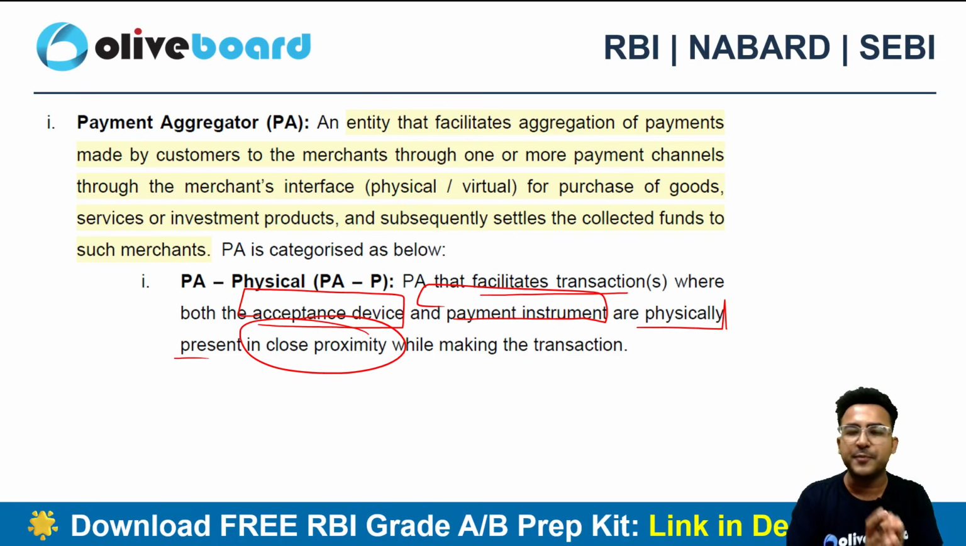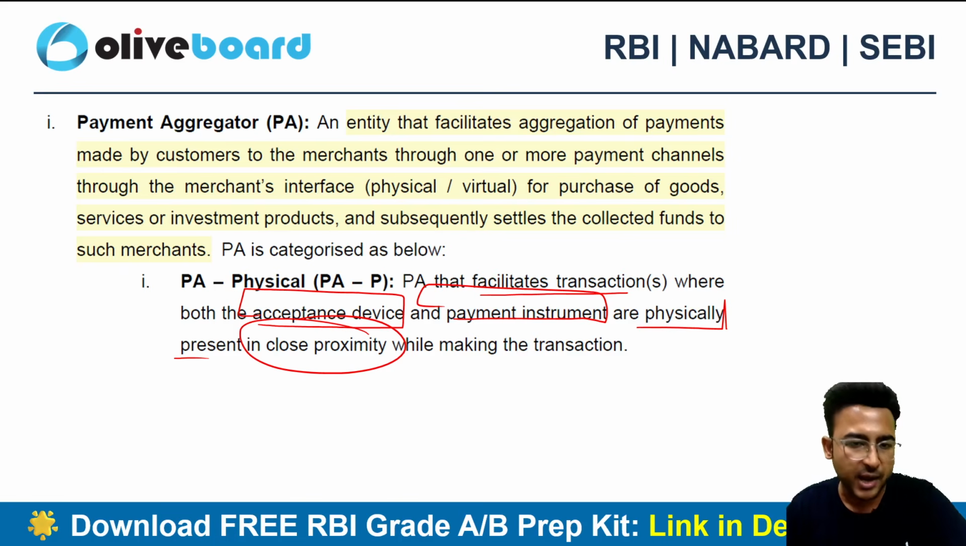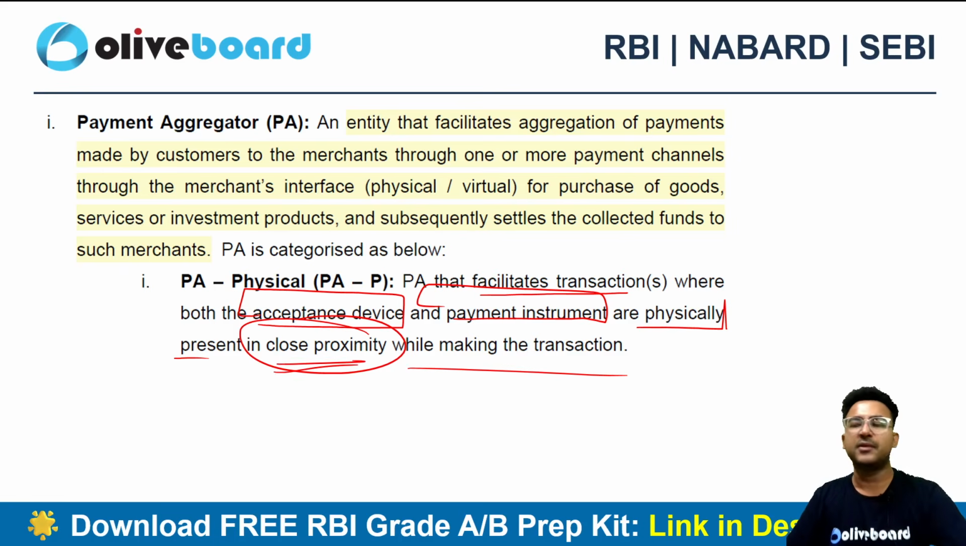They are in close proximity. That's a physical kind of transaction. And we call it payment aggregator physical, right? Where the acceptance device and the payment instruments are physically present in close proximity while making the transaction.